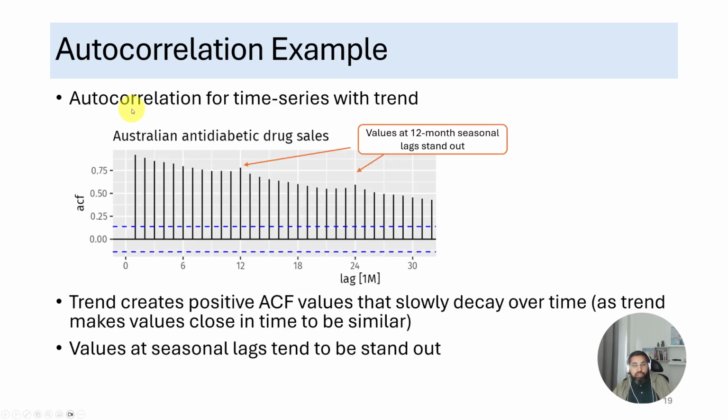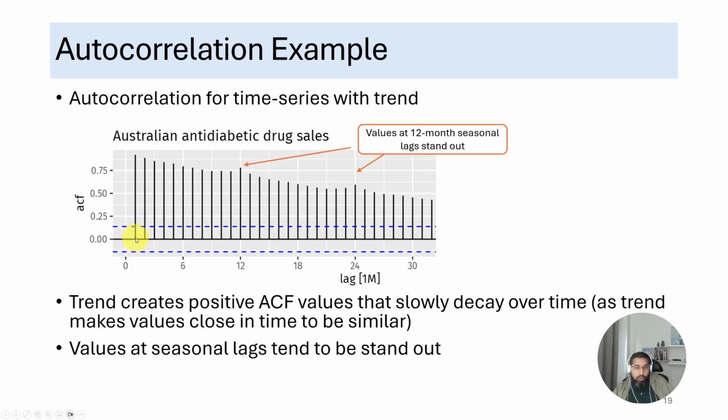This is an example of the autocorrelation function for anti-diabetic drug sales in Australia. You can see that at the value of 0 there is no R value. Why? Because the correlation of Y with Y itself at a lag of 0 is going to be 1 by definition. Y is correlated with itself by a value of 1, perfect correlation. So we don't plot that in an autocorrelation plot.